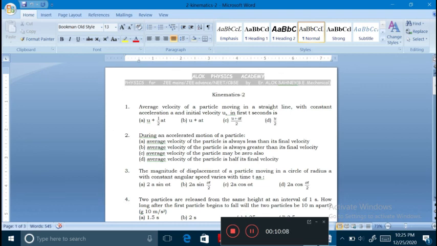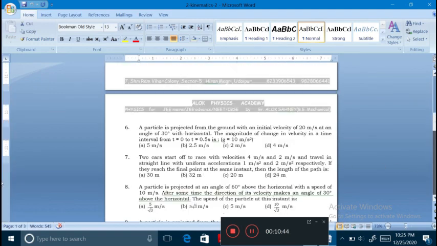right? So we can tick mark the C option, but we should also check the D option. Average velocity of the particle is half its initial velocity. This is not necessary. This happens only if the acceleration is uniform. If it is uniformly changing, only then we can take the average velocity as initial velocity plus final velocity by 2. So the correct option must be option C, that the average velocity of the particle may be 0 also.